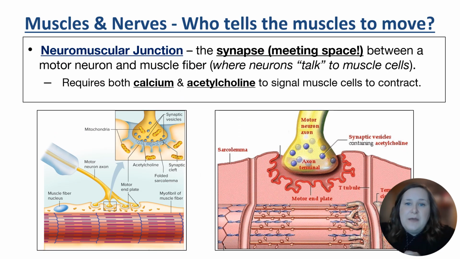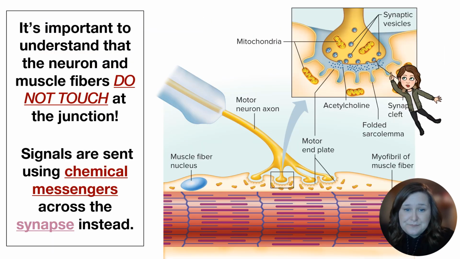So that brings us to what we call the neuromuscular junction. This is just the synapse, or the meeting space, between a motor neuron and the muscle fiber. This is where the neurons kind of talk to the muscle cells. It's going to require both calcium and acetylcholine to signal those muscles to contract. It is important to note that the neuron and the muscle fibers do not actually touch each other at the junction. That is an empty space, and those signals are sent using chemical messengers across that synapse instead.